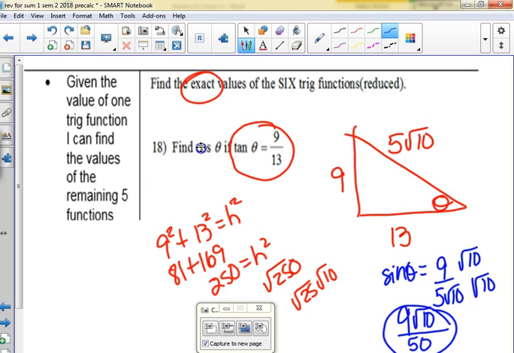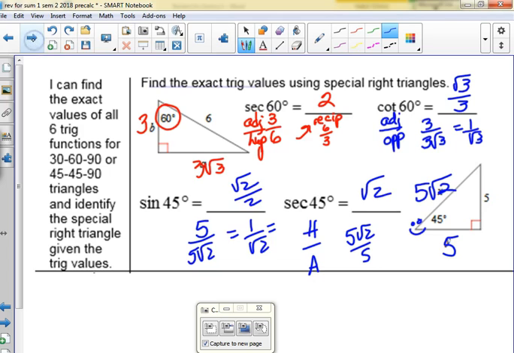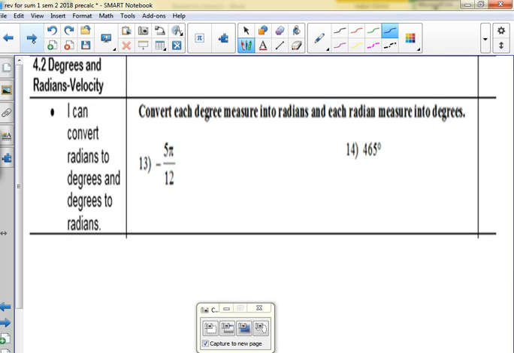On the quiz, it just says to find a couple. For the review, I figured we would find all of them, but are we good? Yeah, on the quiz, you never have to find all 6 because I don't want to grade all 6. Do you need more practice on anything there? Okay. Then we're at converting.